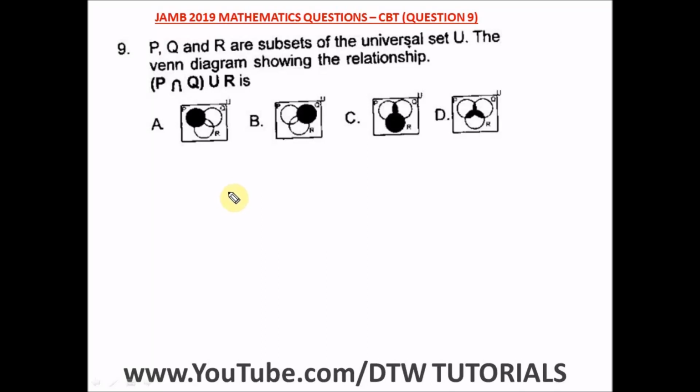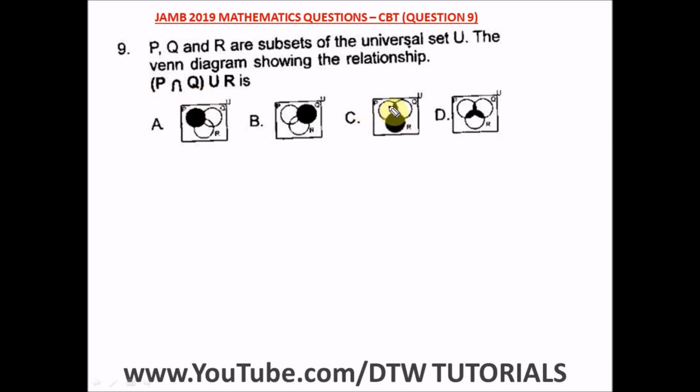Question 9 of the JAMB 2019 Mathematics Past Question, that's your UTME CBT exam. It says P, Q, R are subsets of the universal set U. Okay, the Venn diagram showing the relationship this. So we have here P intersection Q, all into brackets, union R. So we have to pick out the Venn diagram showing this particular relationship.